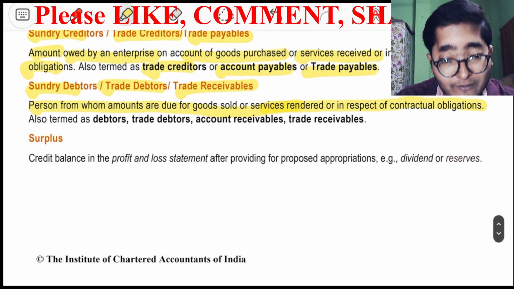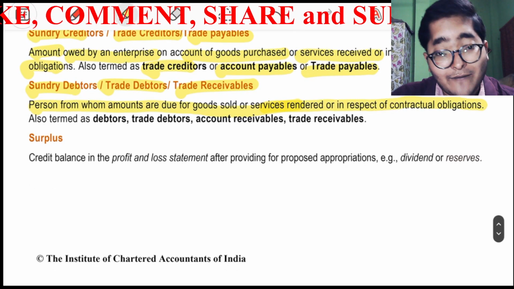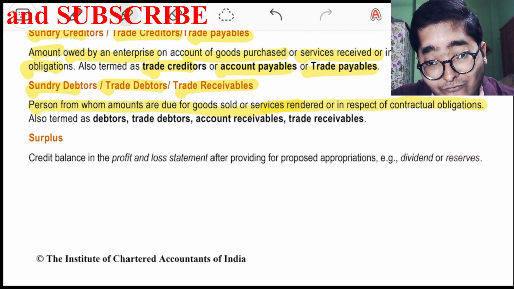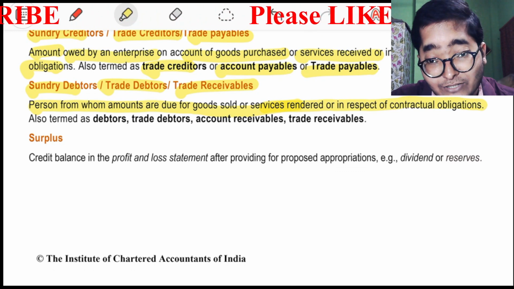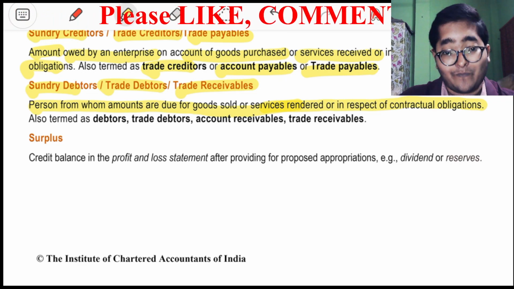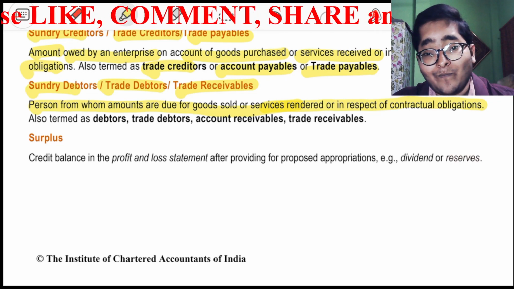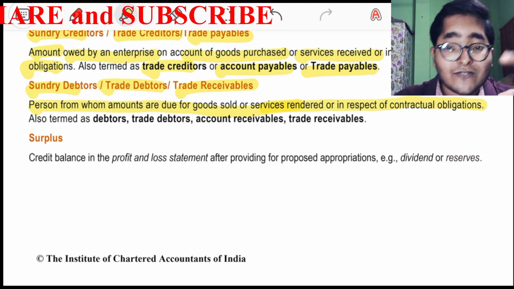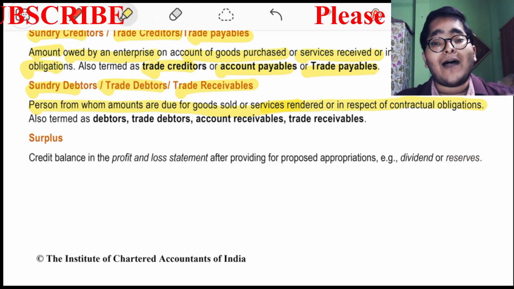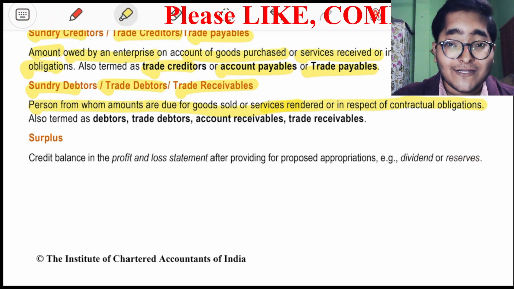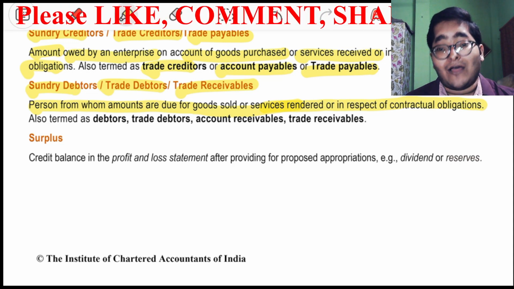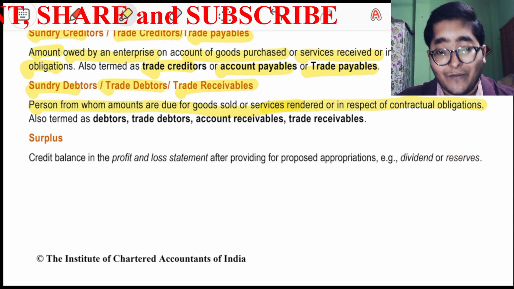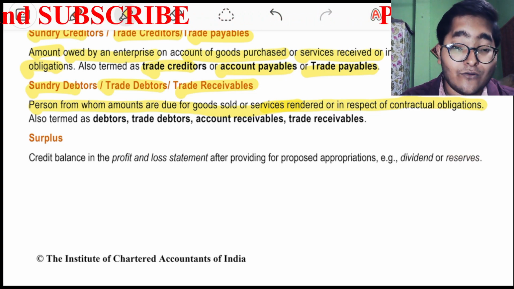Now our next topic, surplus. Surplus is the credit balance in the profit and loss statement after providing for proposed appropriations. Example, dividends and surplus. जब प्रॉफिट से एप्रोप्रिएशन हो जाता है, फॉर एग्जाम्पल डिविडेंड्स पे हो जाता है या फिर रिजर्व्स को क्रिएट किया जाता है, उसके बाद जो रिमेनिंग अमाउंट है उसे सरप्लस कहते हैं. The remaining amount after appropriation of dividend and reserves from the profit of a company is known as surplus.